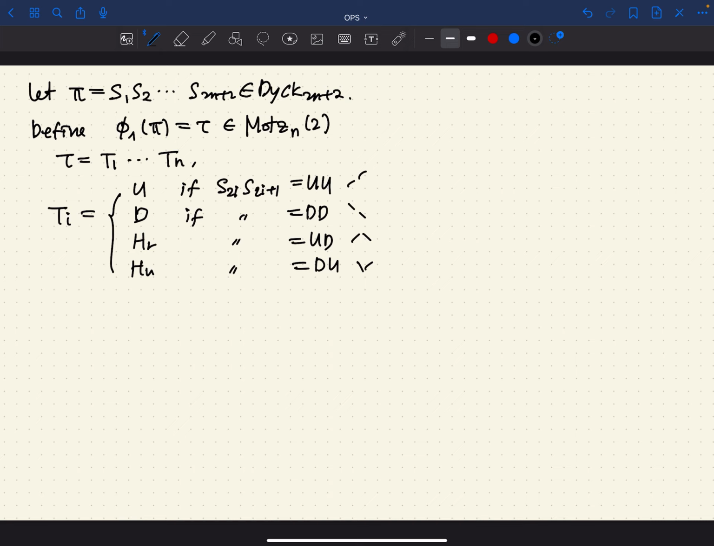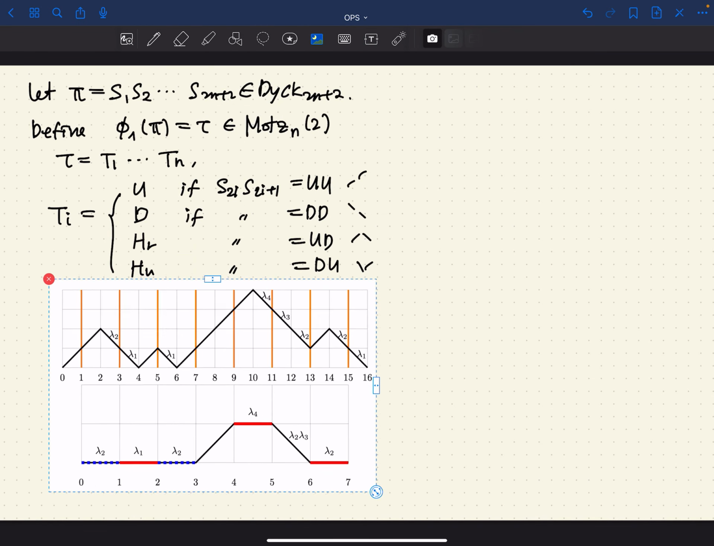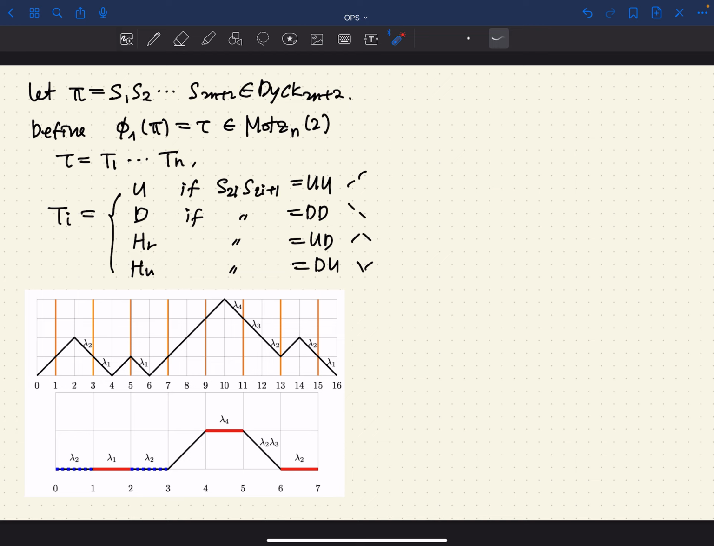Again, I'm gonna just give you an example. This example will make it clear that this is gonna be a bijection. So like this. But the difference here is that we ignore the first step and the last step, and then we divide the remaining steps into 2 steps like this, and we just change 2 steps into a 1 step depending on these cases.